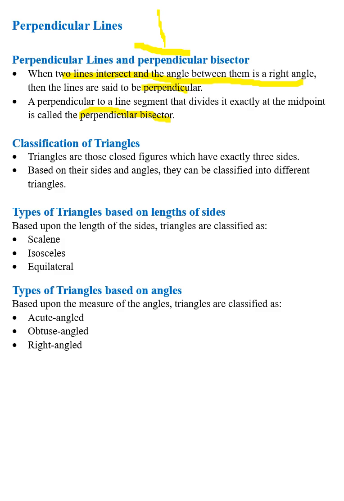Classification of triangles. Triangles are those closed figures which have exactly three sides. Based on the sides and angles, they can be classified into different triangles. So on the basis of length of sides, the triangles are divided into three types. First is scalene triangle, second is isosceles triangle, and third is equilateral triangle. And on the basis of angles, a triangle is divided into three categories again. First one is acute angle triangle, second is obtuse angle triangle, and third is right angle triangle.